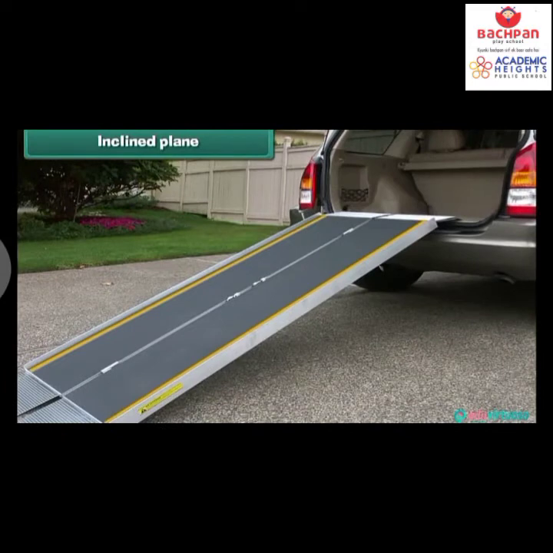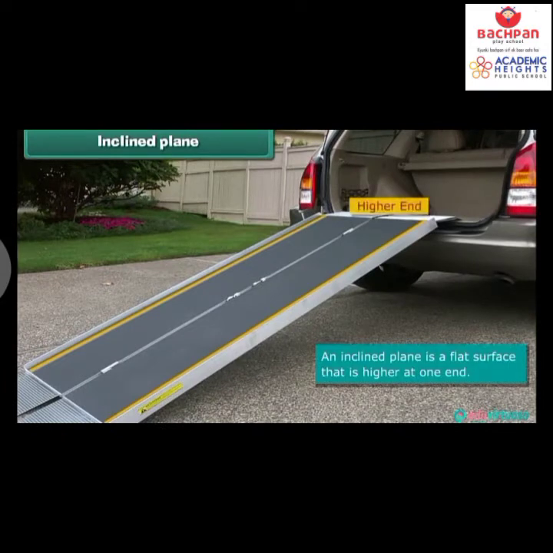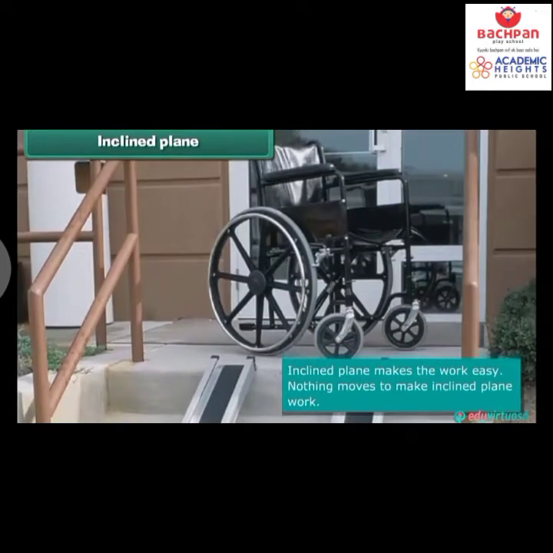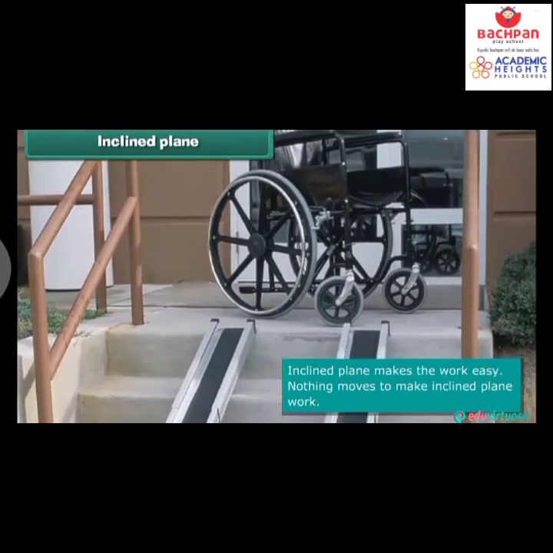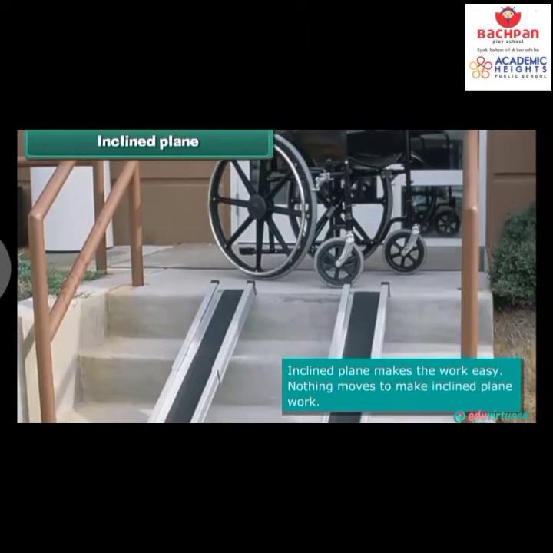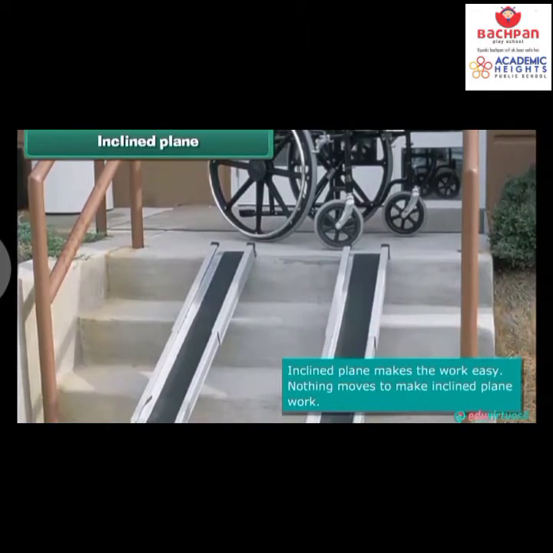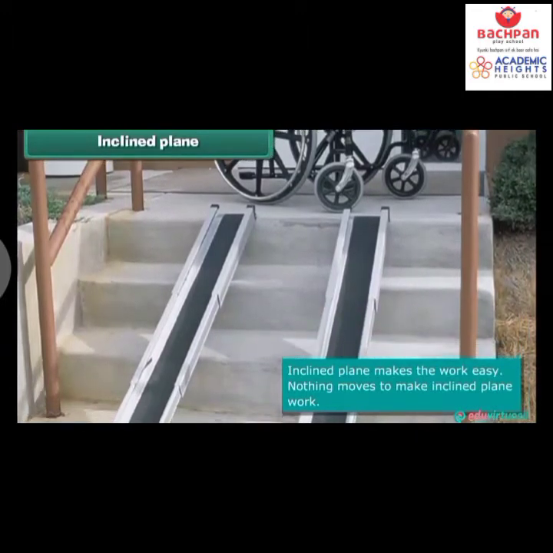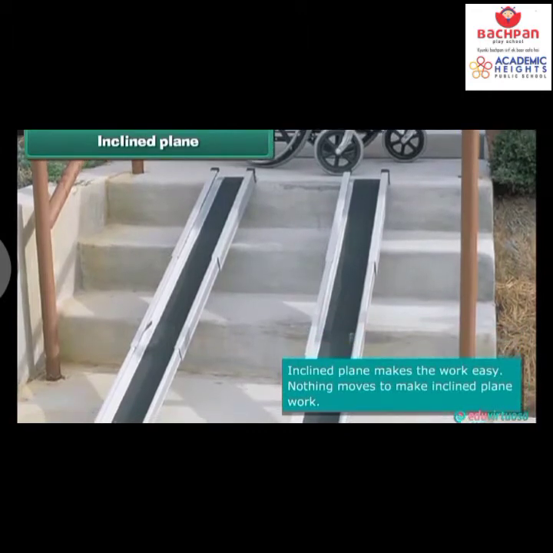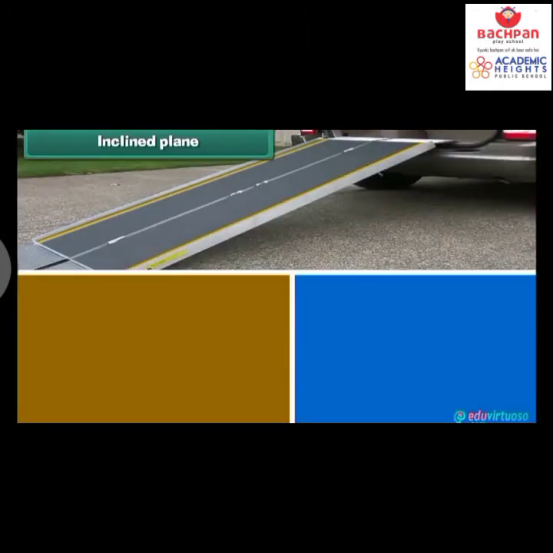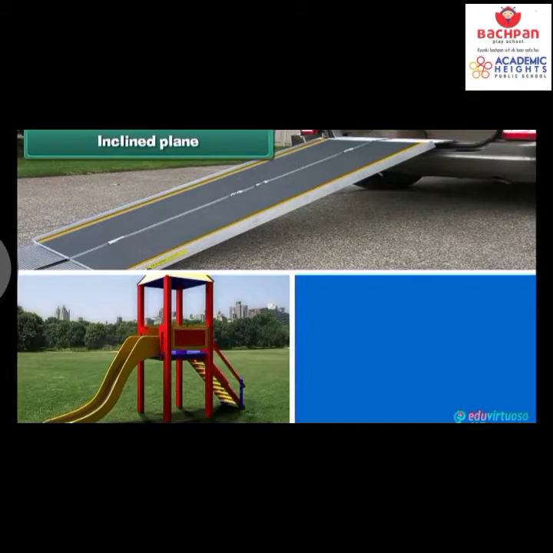Now, dear students, let's talk about the inclined plane. An inclined plane is a flat surface that is higher at one end. It makes the work easy, and it is the simplest machine because nothing moves to make inclined plane work. It is only your push that is required. Examples are the ramp, the slides, and the stairs.